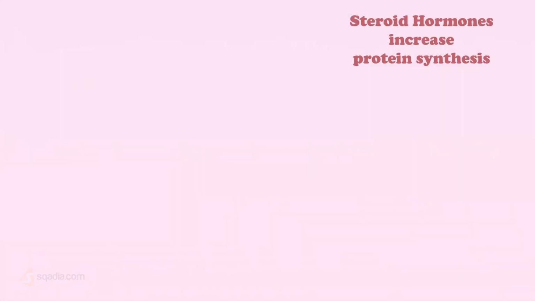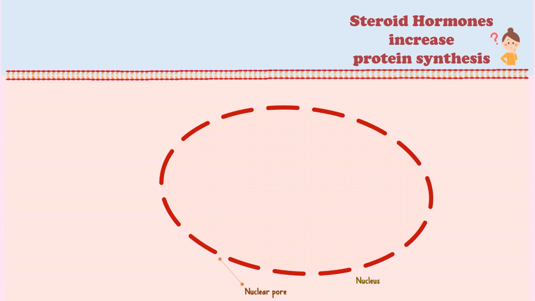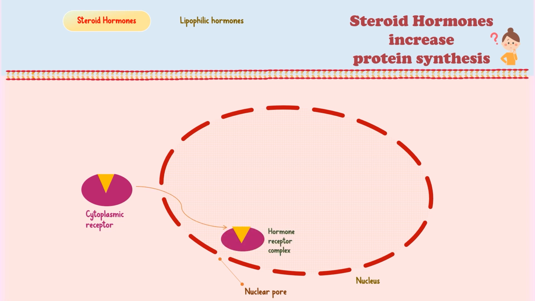How do steroid hormones increase protein synthesis? Let's discuss this. A cell with extracellular fluid. This is the nucleus of a cell with a nuclear pore. Now the steroid hormone is a lipophilic hormone. It diffuses across the cell membrane and enters the cytoplasm of the cell, where it binds with a specific cytoplasmic receptor protein. The combined receptor protein-hormone complex then diffuses into or is transported into the nucleus.